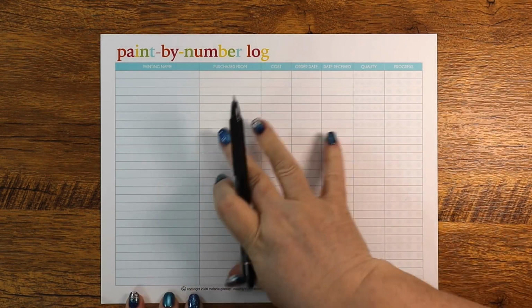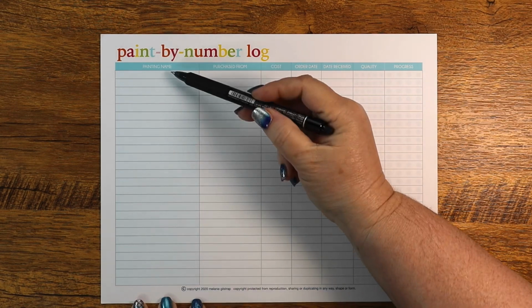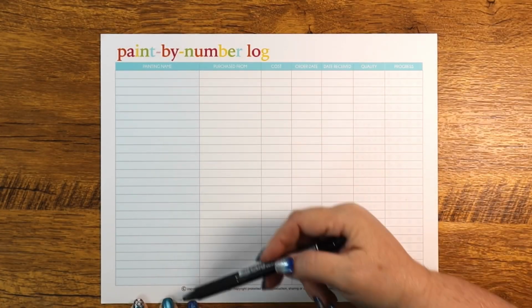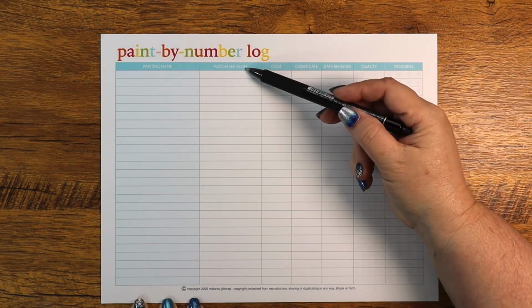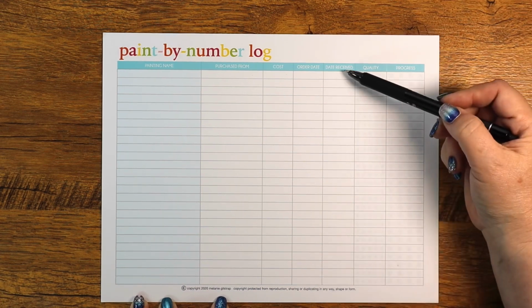Okay, so let's talk about the log first, and then I'm going to talk about the pen as I use it. So basically what I have here is a category for painting name. I'm going to put the name of my painting right here. I'm going to put where I purchased it from here, how much I paid for it, the date I ordered it, and the date I received it.